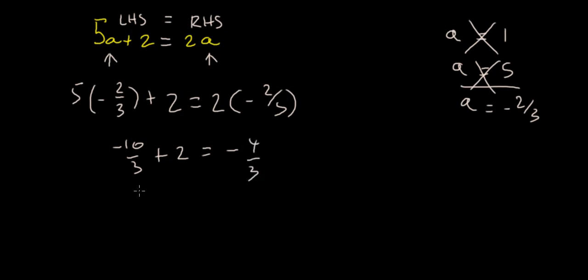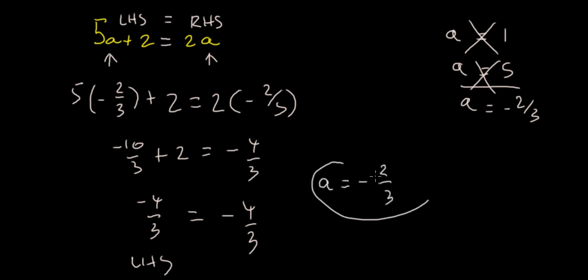We can simplify further this expression on the left hand side just so we can see what we're doing. 2 times 3 is 6, plus the minus 10 is minus 4 over 3. So that's what we have on our left hand side. And for our right hand side, well, we already have minus 4 over 3. And so we can see that our value a equals minus 2 over 3 does indeed satisfy our equation.